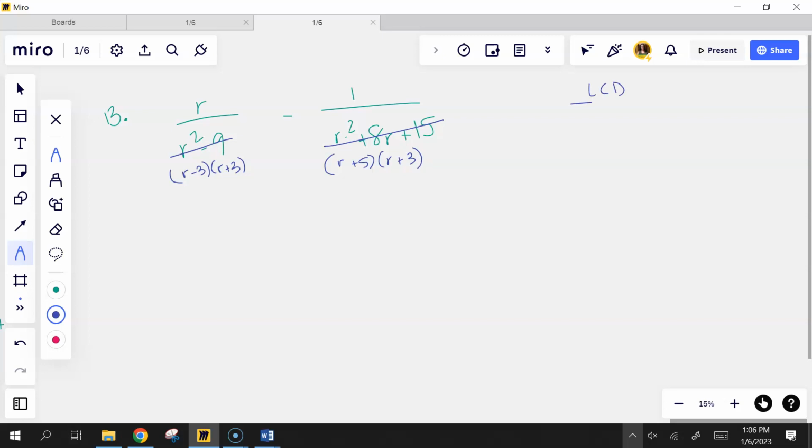Least common denominator. Aaron, what is it? What it all together, what's my LCD though? R minus 3. Yes. That is correct. R minus 3, R plus 3. Then I jump over to this one. I need an R plus 5. I gave it to it. I need an R plus 3. It was already there, so I don't have to repeat it because I want the least amount. That's correct. So now I look. Who needs what?